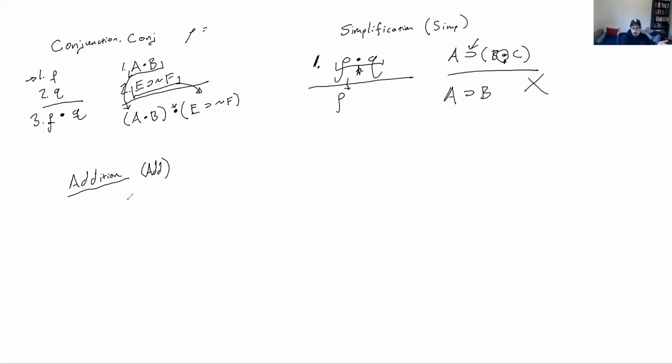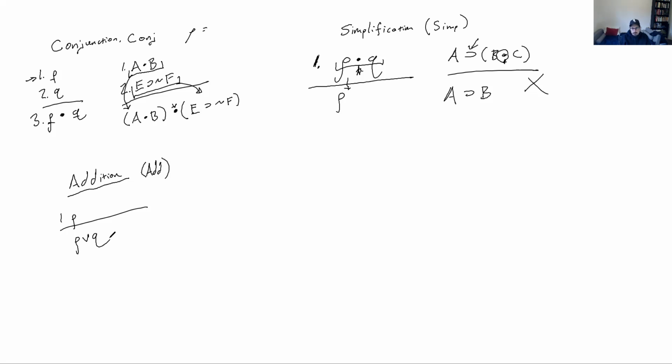Addition only requires one line to begin with as well. And it can be anything. So we'll just say P, because P can stand for anything. Again, it must be the whole line. As with all of these rules, the line must be the whole line. If P is true, then P or Q is true. Right? Seems pretty basic, right?